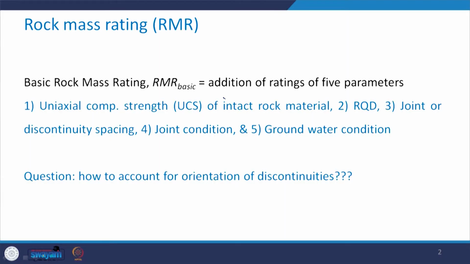We saw that there were 5 parameters: UCS of the intact rock material, RQD, joint spacing, joint condition and groundwater condition, and how, based upon the value of each of these parameters, the ratings can be assigned to each one of these. Those ratings and their addition give us the RMR basic. We need to find the answer to this question.